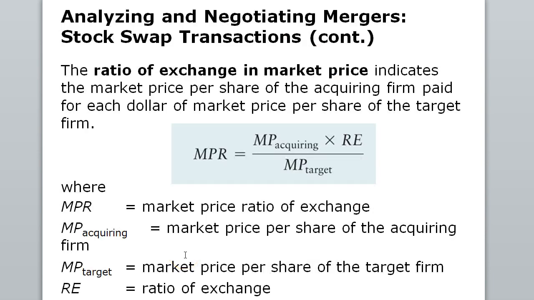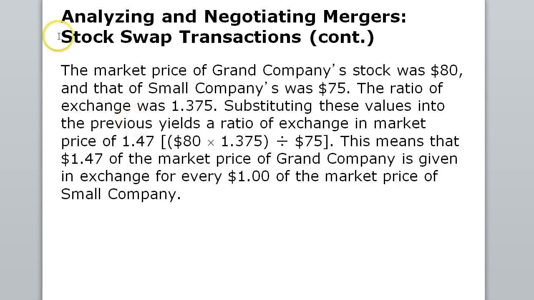Now, if we want to analyze this ratio of exchange in market price, we can indicate the market price per share the acquiring firm paid for each dollar of market price per share paid by the target firm. And we could look at this example below, where the MPR, the market price ratio, is going to equal the market price of the acquiring firm times the ratio of exchange divided by the market price of the target firm. So in this example, the market price of Grand stock was $80 per share, and the small company's was $75. The ratio of exchange was 1.375.